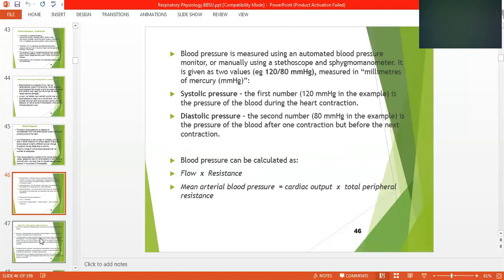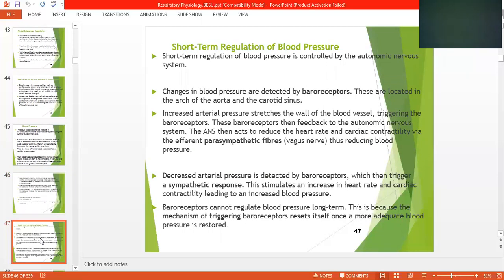Blood pressure can be calculated as flow times resistance: how fast the blood flows and how much resistance is happening in the blood vessels. Mean arterial pressure is the cardiac output, meaning how much blood is coming out of the heart in one stroke, one contraction, multiplied by the total peripheral resistance. Then we talk about the short-term regulation of the blood pressure.